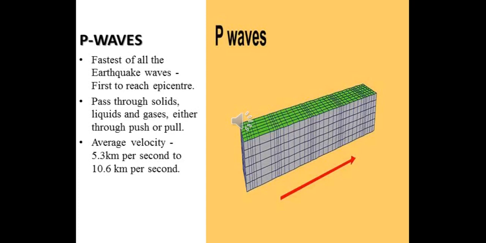So primary or P waves have a speed of 5.3 km per second to 10.6 km per second. They pass through all media, that is solid, liquid and gases, and they are the first waves to reach the epicenter.